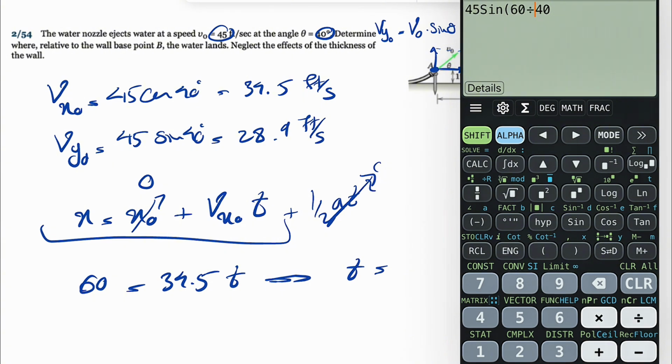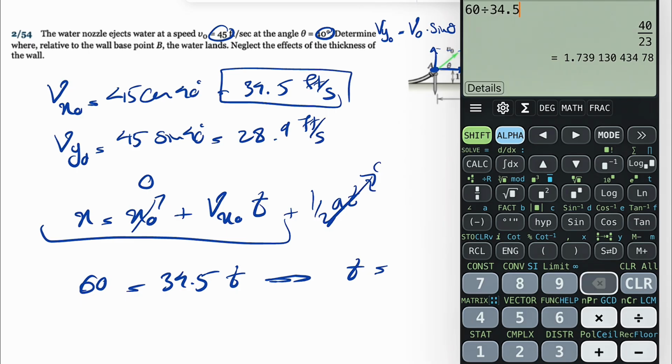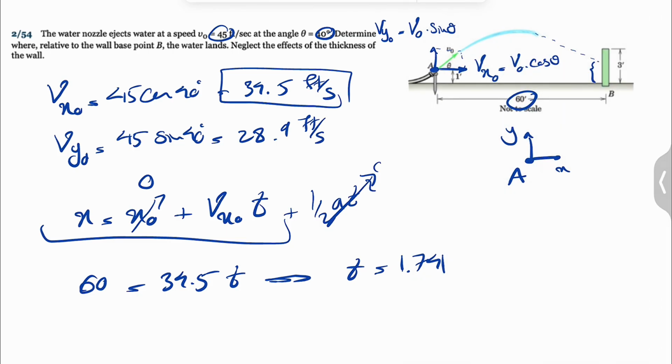Basically 60 divided by vx0. To avoid rounding the answer, we can put in 45 cosine of 40 instead of vx0, which gives a more accurate answer. We find t equals 1.741 seconds.